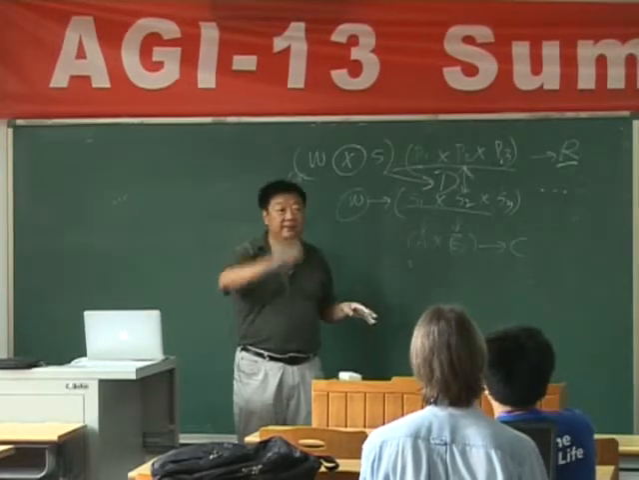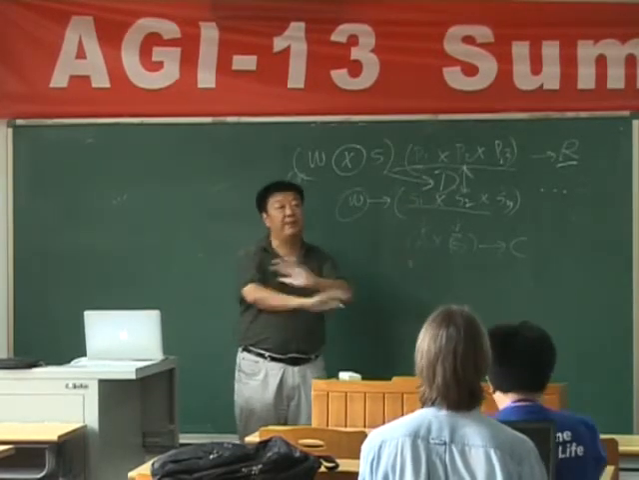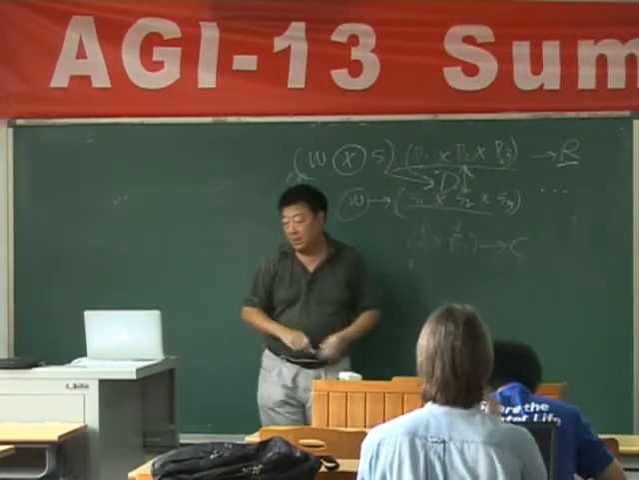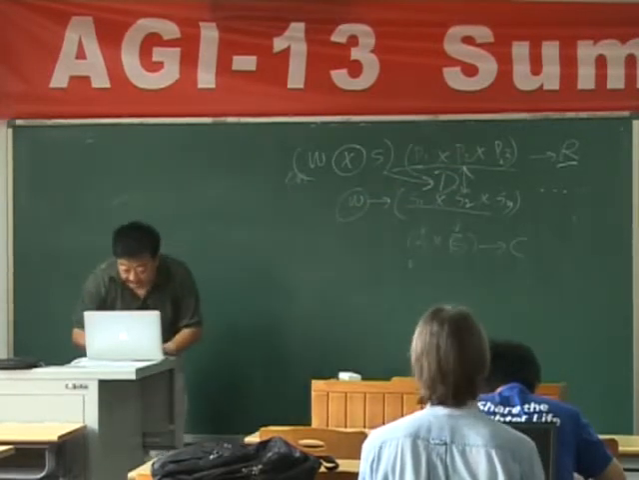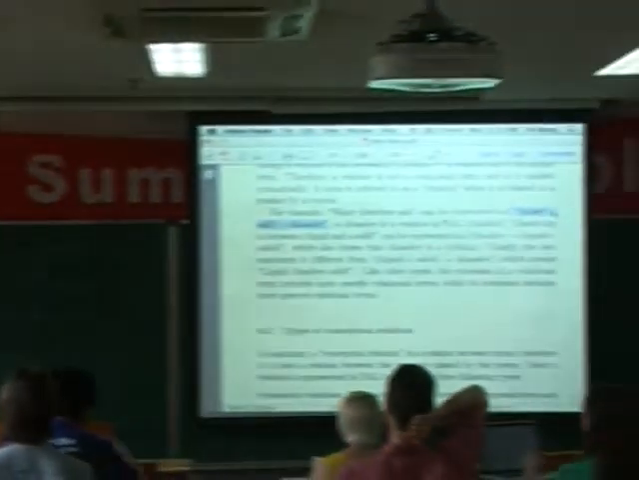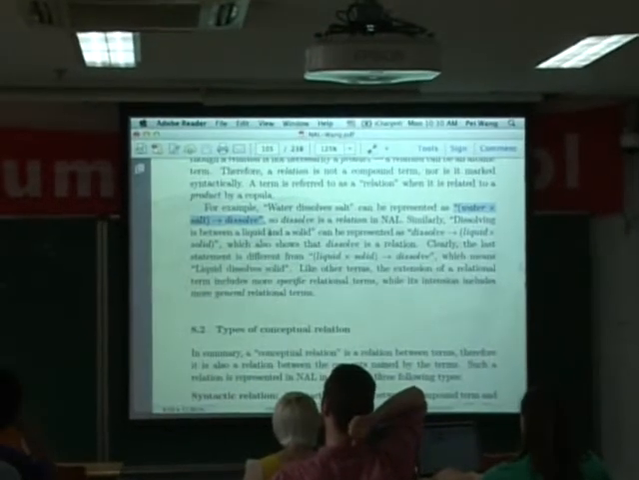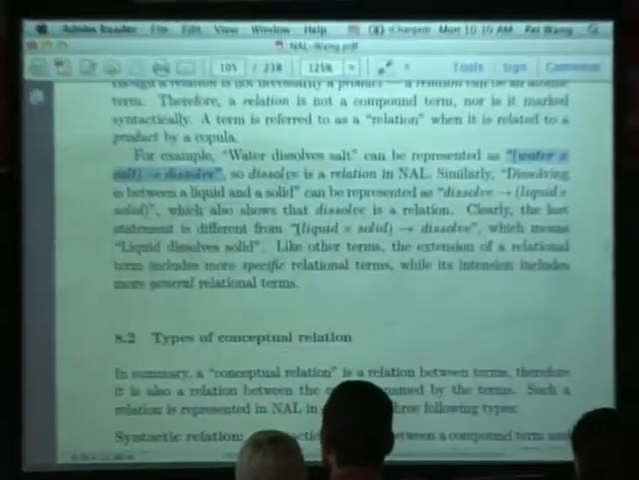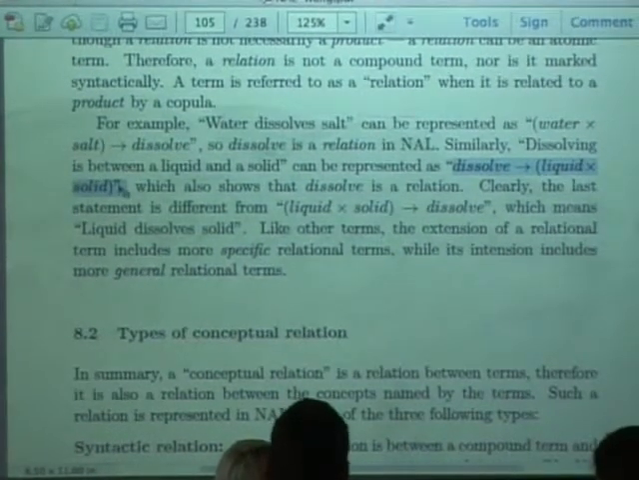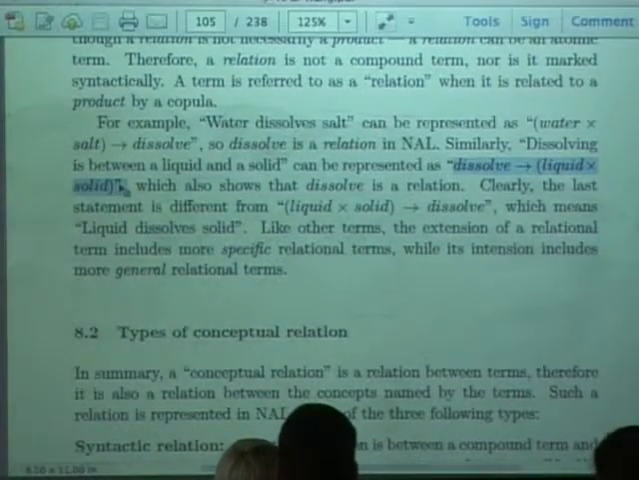You see, in this system, subject and predicate are perfectly symmetric. Whatever you can do here, you can do here. So you'll see in this case, dissolve appears as the predicate and the product appears as the subject. But you can have another situation where the single term is the subject. You can also say dissolve is a relation between liquid and solid.